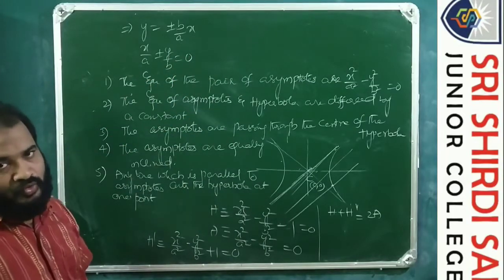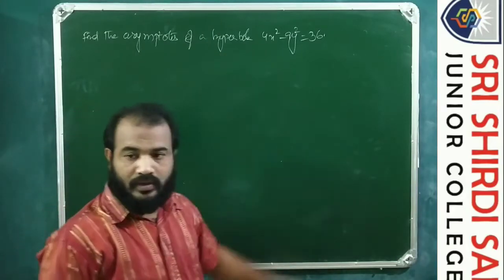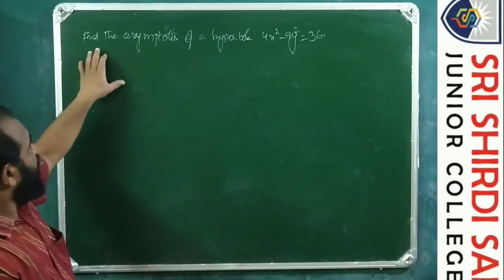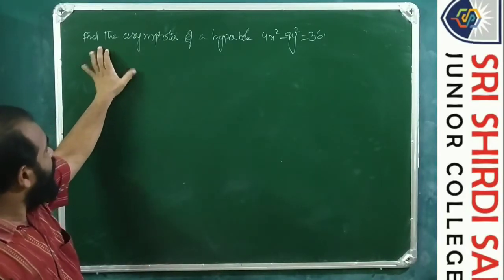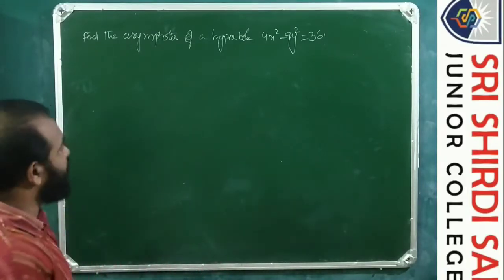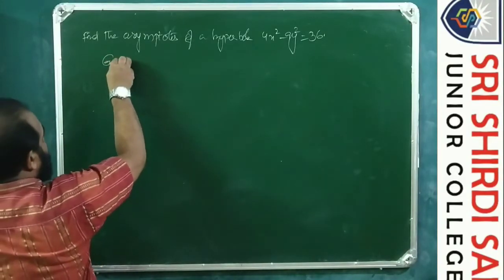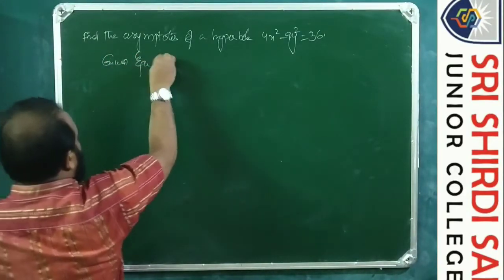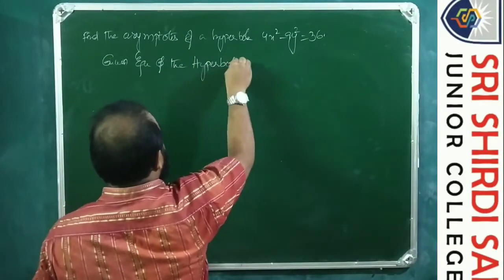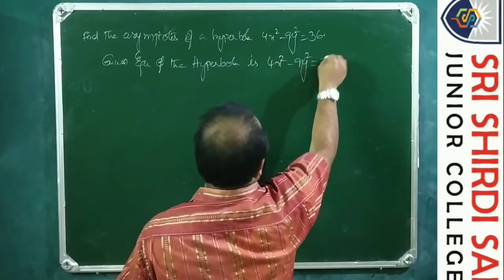So these are the explanation for the asymptotes. Let us consider this example. Find the asymptotes of the hyperbola 4x square minus 9y square equals 36. So the given equation of the hyperbola is 4x square minus 9y square equals 36.